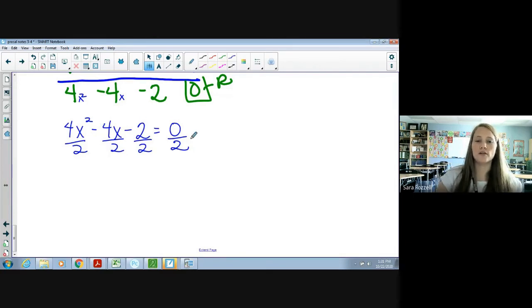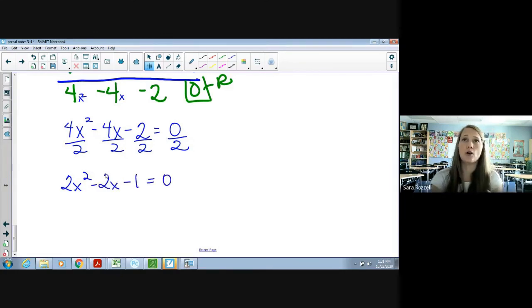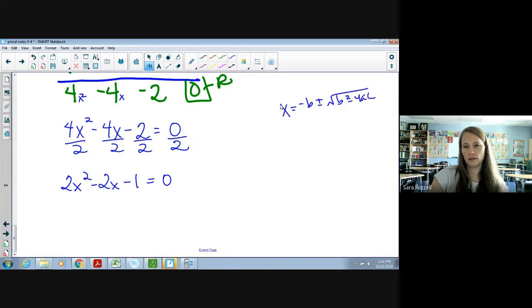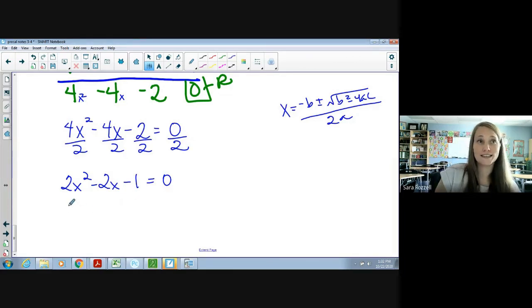All right, so we're going to divide everything by 2. We got 2x squared minus 2x minus 1 equals 0. And we'll just put this in the quadratic formula to get our answer. So remember our good fun quadratic formula, x equals -b plus or minus the square root of b squared minus 4ac all over 2a. Y'all got that?